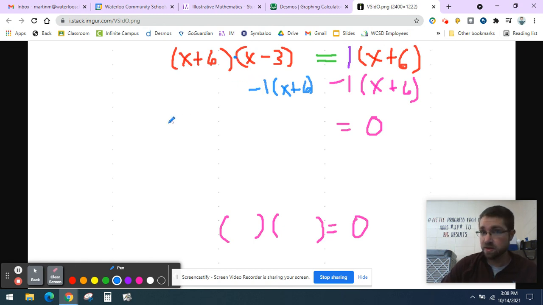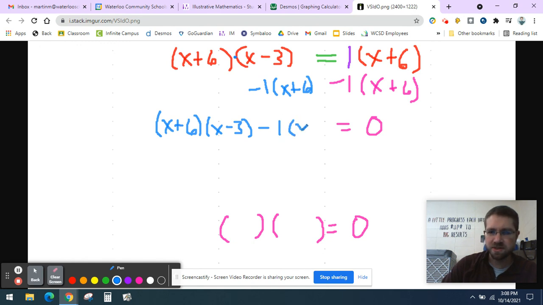Okay, what I can do is write the two terms out side by side. It's going to look funny, but I'm going to do it anyway. Here I go. x plus 6 times x minus 3. And then I'll have the minus 1 times x plus 6 over here.